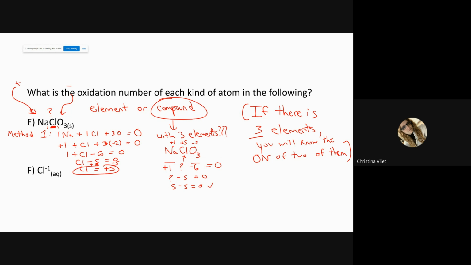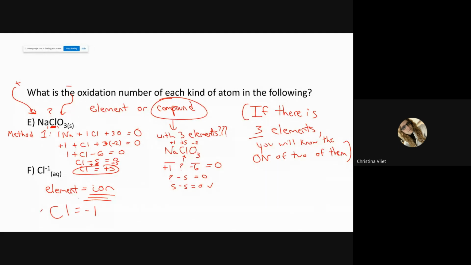Sarah, you're next. F, a reprieve. What is the oxidation number here in Cl? It's an element, right? Is it an ion or is it in its standard state? An ion. What's the charge? What's the oxidation number? Just what it tells you.